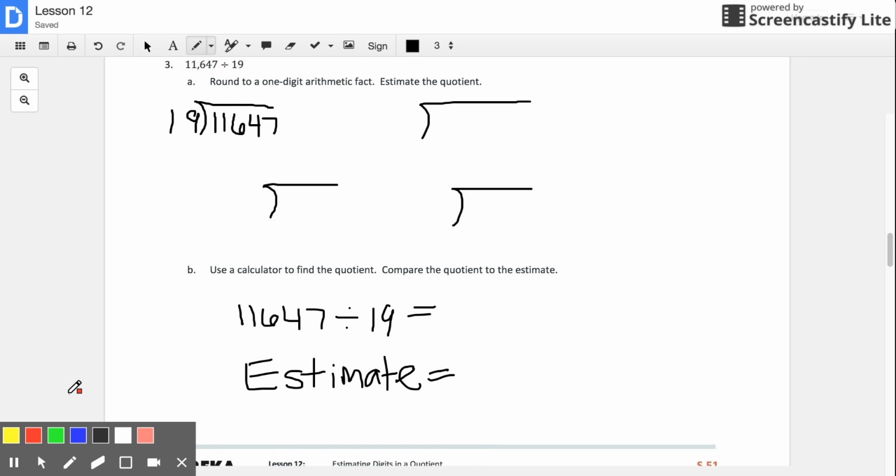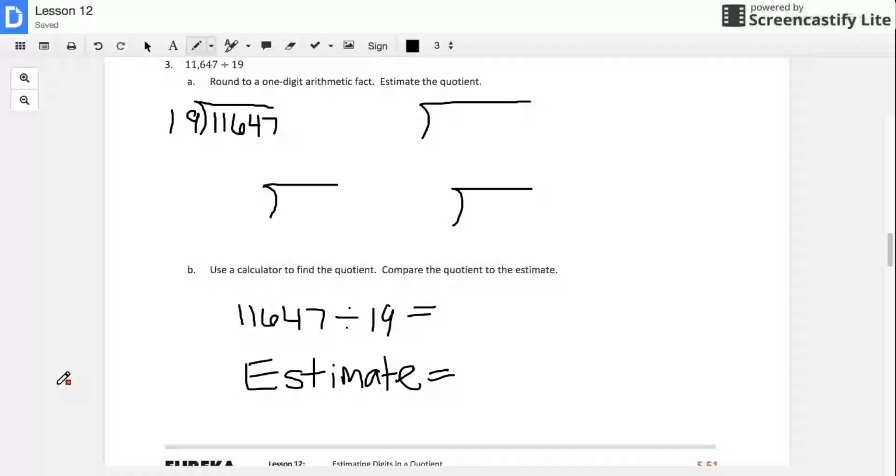All right, so for this problem, we have 11,647 divided by 19, and we're going to again round it to a one-digit fact, and then estimate, and then in step B, we will use a calculator to find the quotient, and this time I wrote that down there. We're really supposed to be writing it.